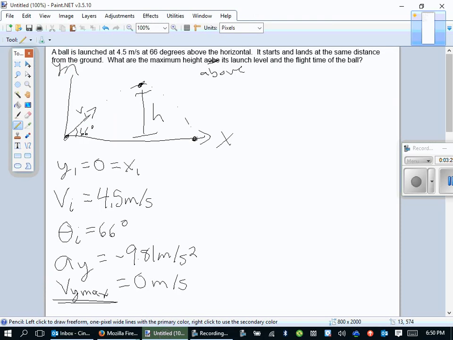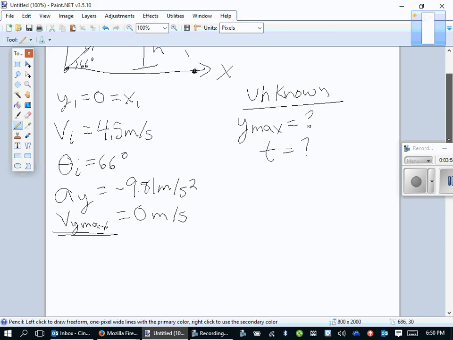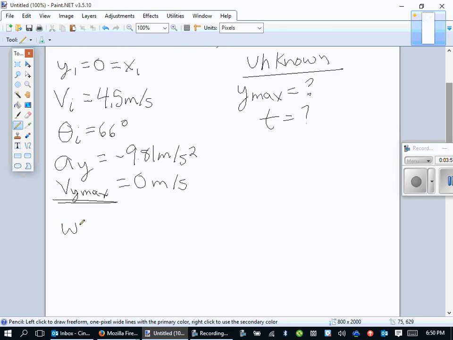And what we don't know, the unknowns, what we're trying to find out: we don't know the y position at the maximum height, and we also don't know time. That's what we want to know, maximum height and flight time. Okay, first thing we need to do is break up our v initial into vx and vy.